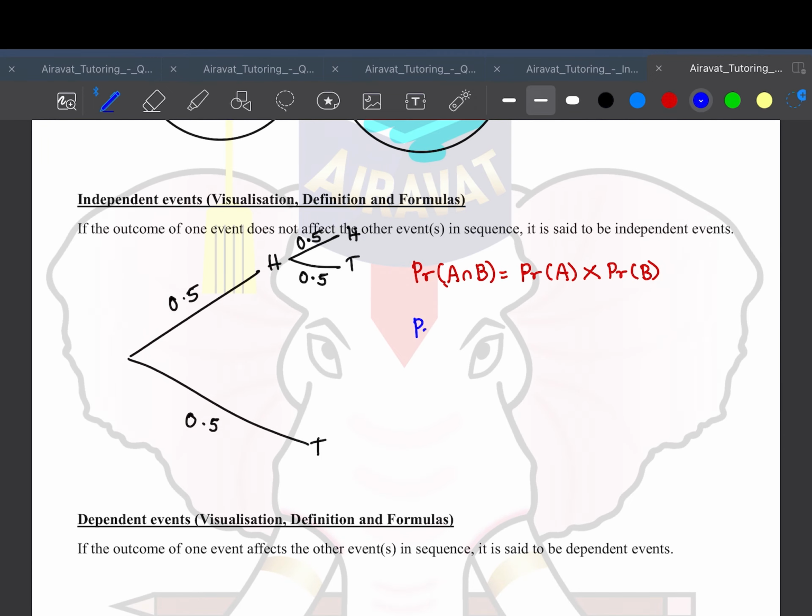Well, say that you are finding the probability of H intersecting T. So, we are looking at this branch over here, H intersecting T. What is the probability of rolling a H in the first go? It's just 0.5. Now, because it's a tree diagram, we multiply it by the second branch, which is also 0.5, and this is going to give us 0.25. Alright, so this is an example of an independent event.